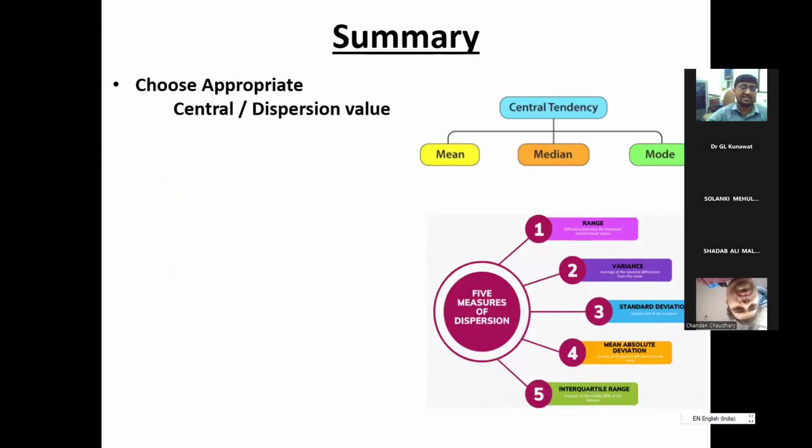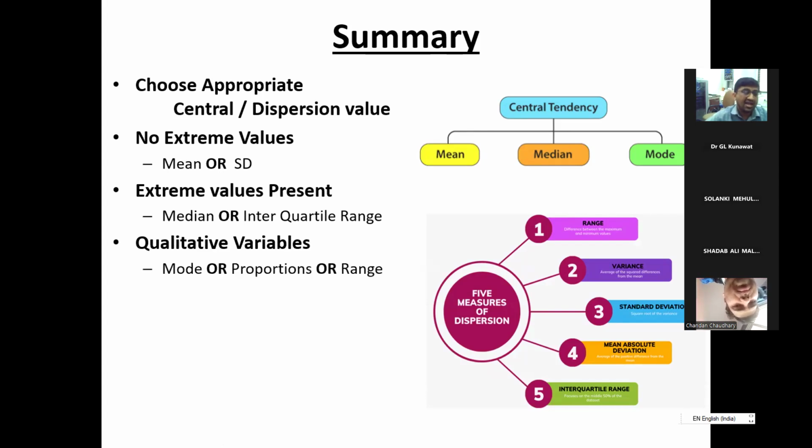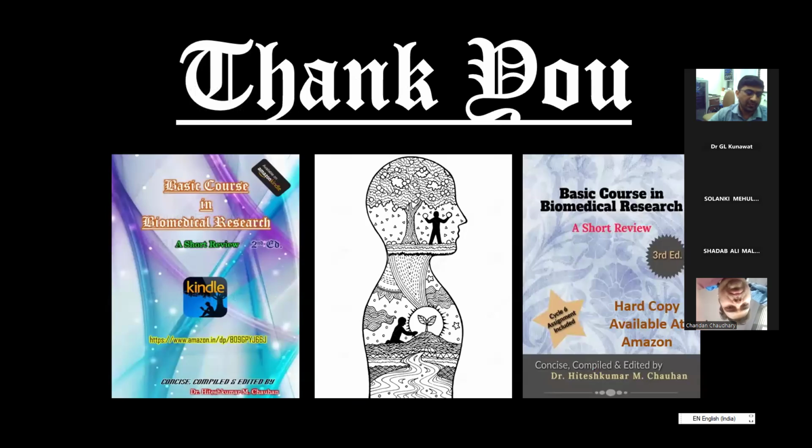So in summary, for given data, we have to know which center value or which dispersion value to choose. So if there are no extreme values present, we can calculate mean or standard deviation. But if extreme values are present, we have to calculate the median or interquartile range. And if you have qualitative data, we can calculate the mode, proportion, or a range. And usually in quantitative data, we commonly use mean and standard deviation. Thank you.